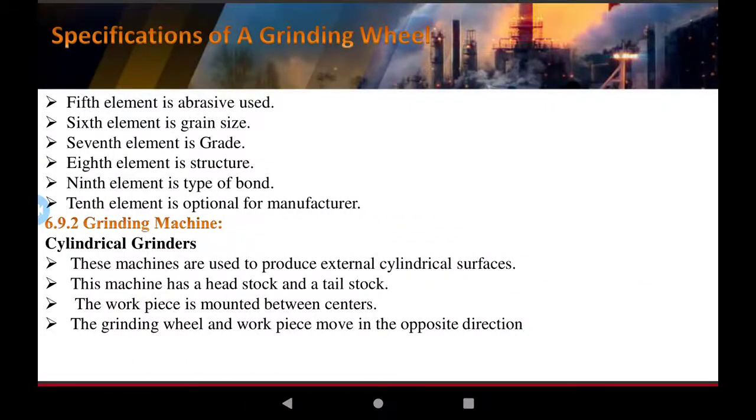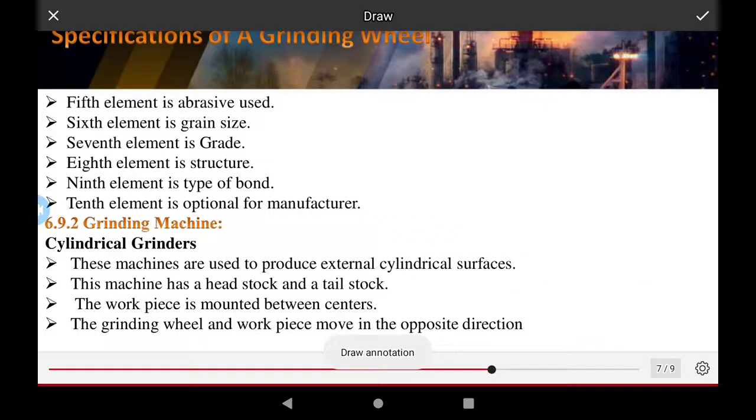The specification of the grinding wheel continues. The fifth element is the abrasive used, the sixth element is the grain size, and the seventh element is the grade. Then comes the structure, the bond type, and finally the manufacturer's operational symbols. All these elements are used in grinding wheel making.